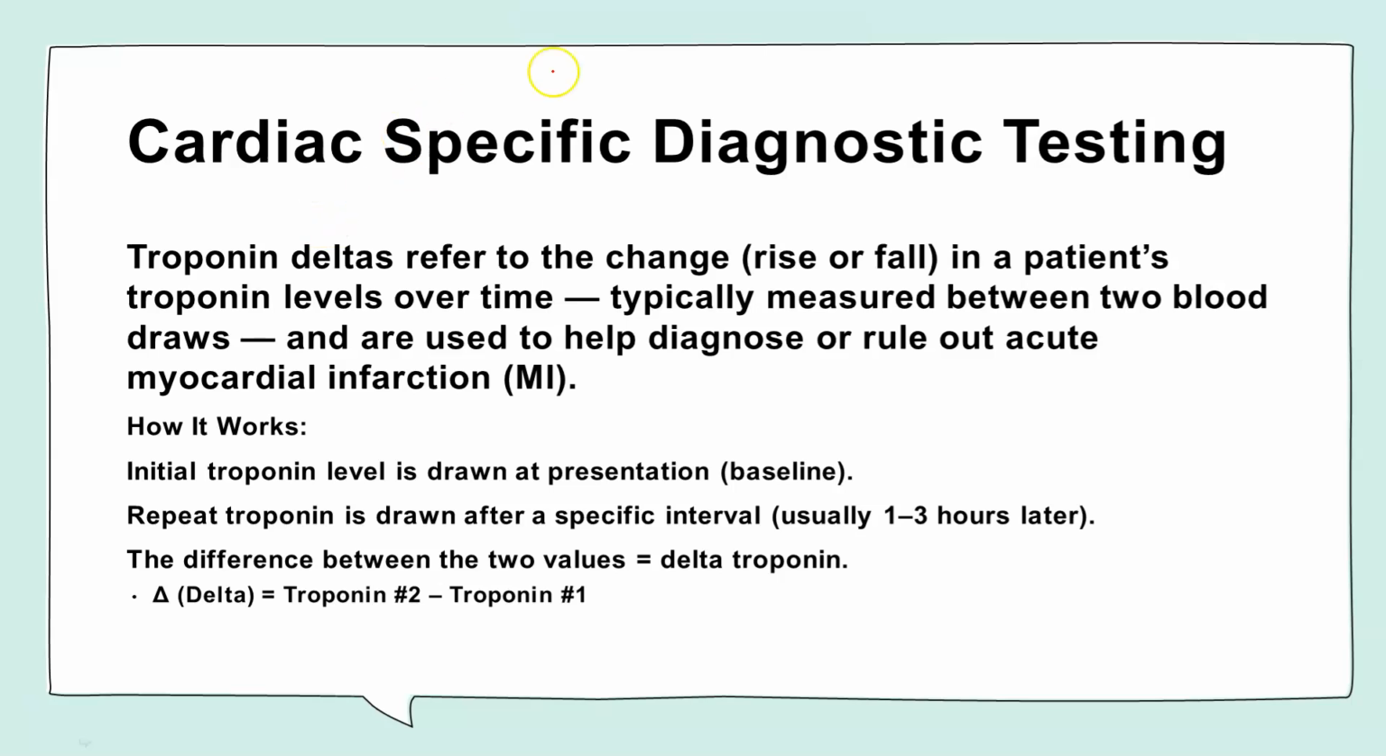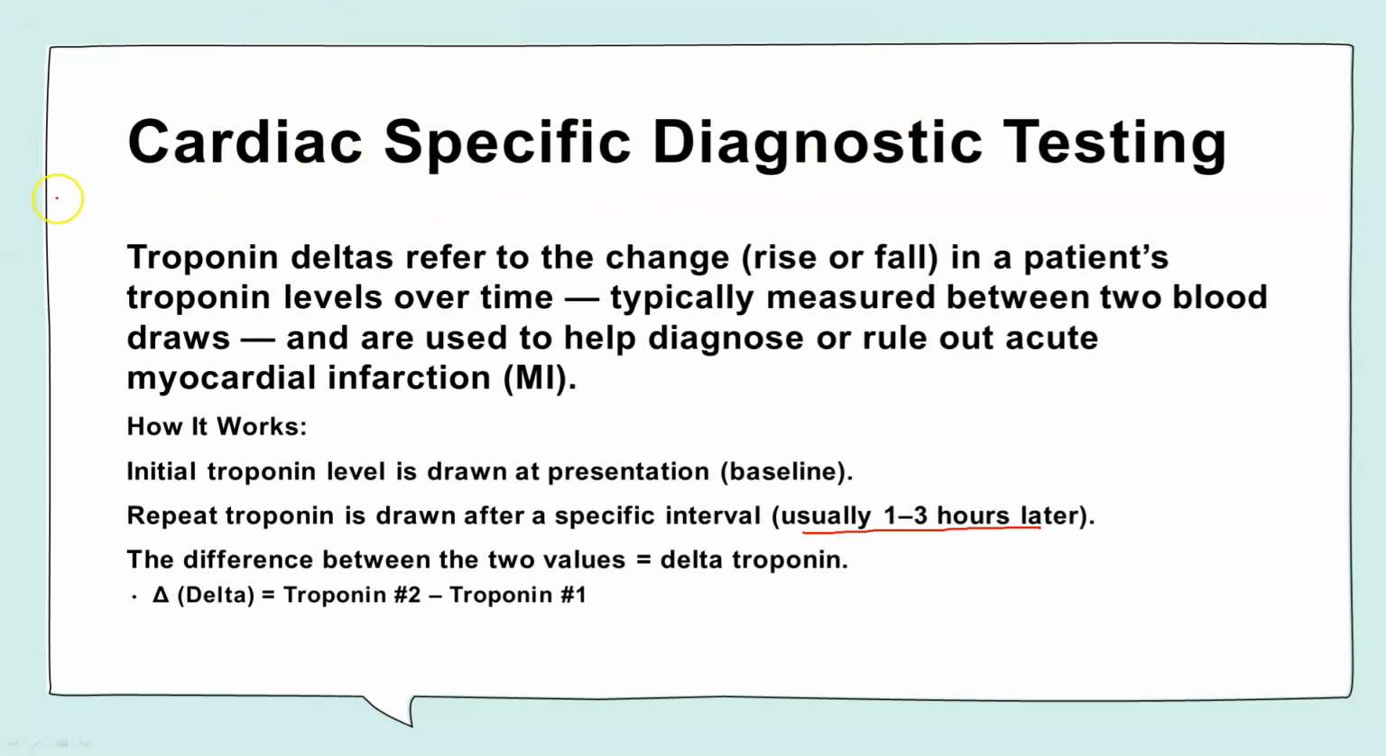So deltas are the latest and greatest. They refer to the change, the rise and fall in a patient's troponin level over time. Now, it's much less time than it used to be in the past. We can see down here it's 1 to 3 hours. It's not typically that 4 to 6 hours that we've been looking at before.